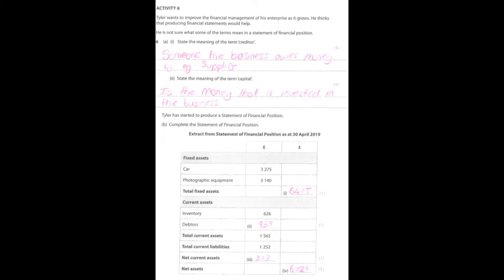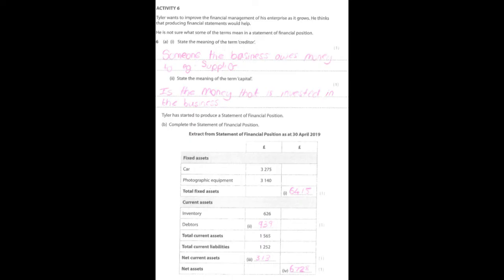Now, in part B, you've got a statement of financial position. Now, remember, the statement of financial position shows what the business is worth at any one particular time. It shows your assets and your liabilities. You have your fixed assets on this. Remember, fixed assets are assets that will take longer than a year to turn into cash. And in this case, we have a car and we have photographic equipment. And you have to calculate your total fixed assets. Quite simply, all you need to do is add your car and your photographic equipment together and you get your first mark for total fixed assets.